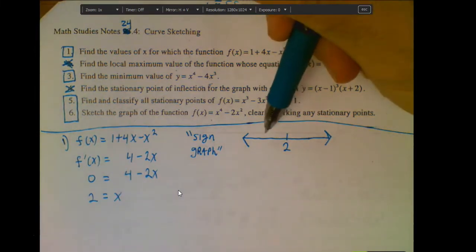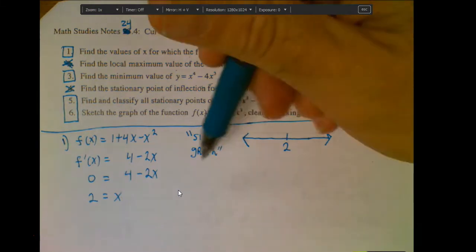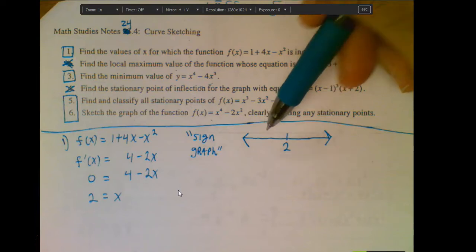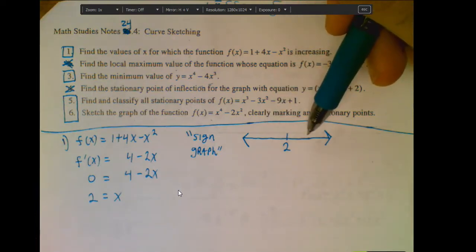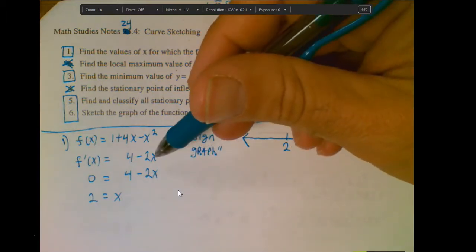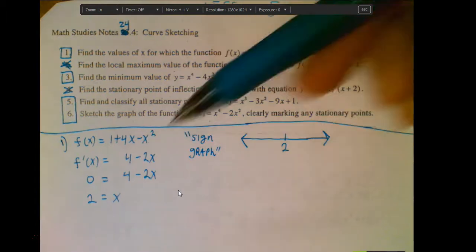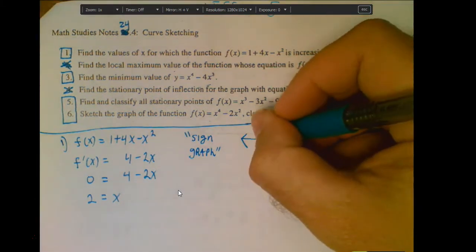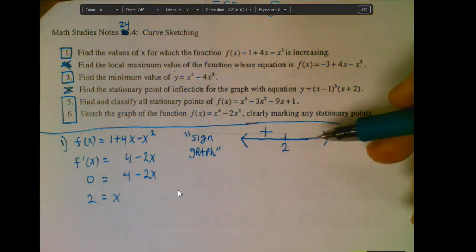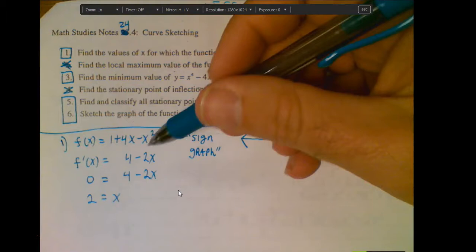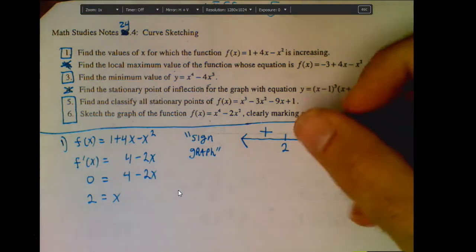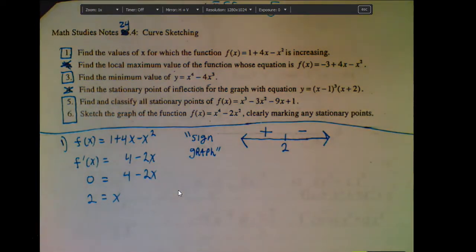If I test any number on this side of 2 into the derivative, it's going to tell me what kind of slopes are on that side of the graph. And if I test any number bigger than 2, it'll tell me the same thing on the other side. So if I take a number like 0 and sub it into the derivative, well, 4 minus 0 is positive 4, so I know the slopes in this area are positive. If I plug in a number bigger than 2, like let's just pick 3, then 4 minus 6 is -2, which means slopes are negative in that area of the graph.